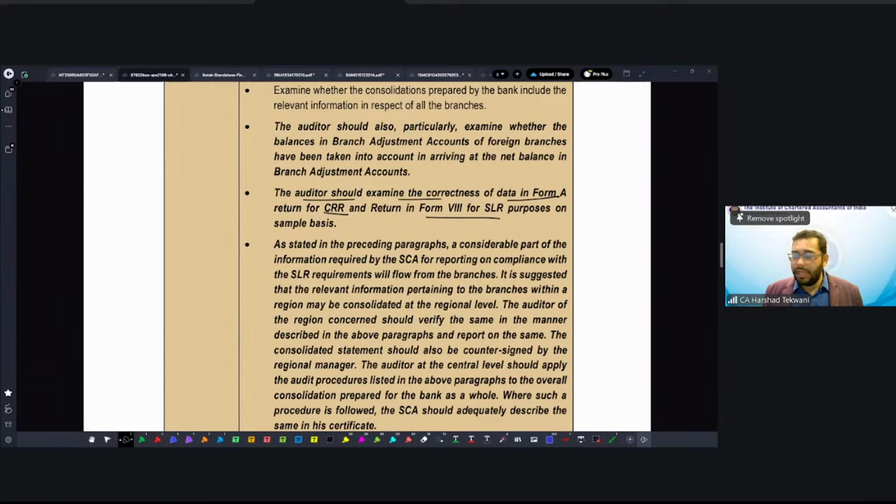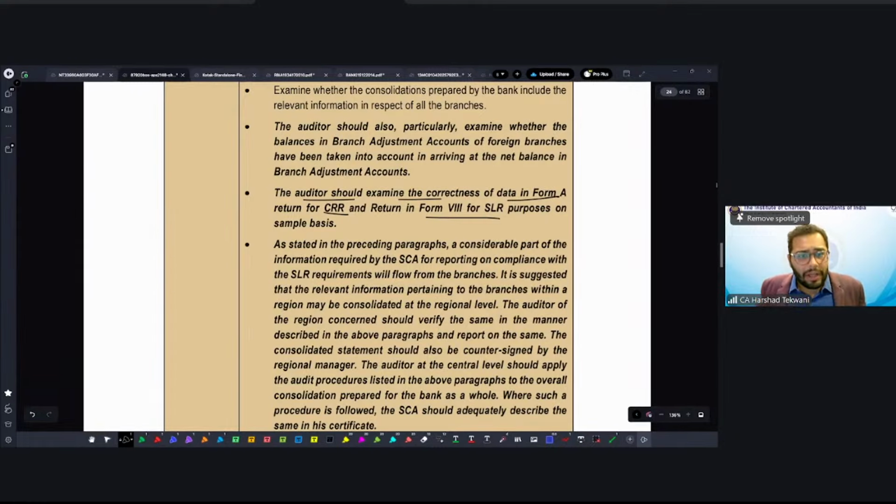Any doubt till now? Okay. So this was the CRR part. Similarly, we have SLR also, with the SLR reporting requirement and the SLR calculation requirement, which is coming from the Act itself.